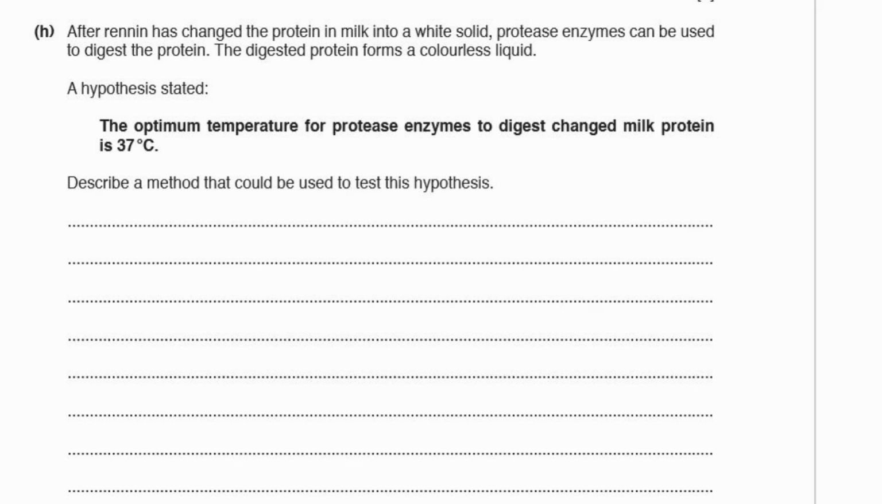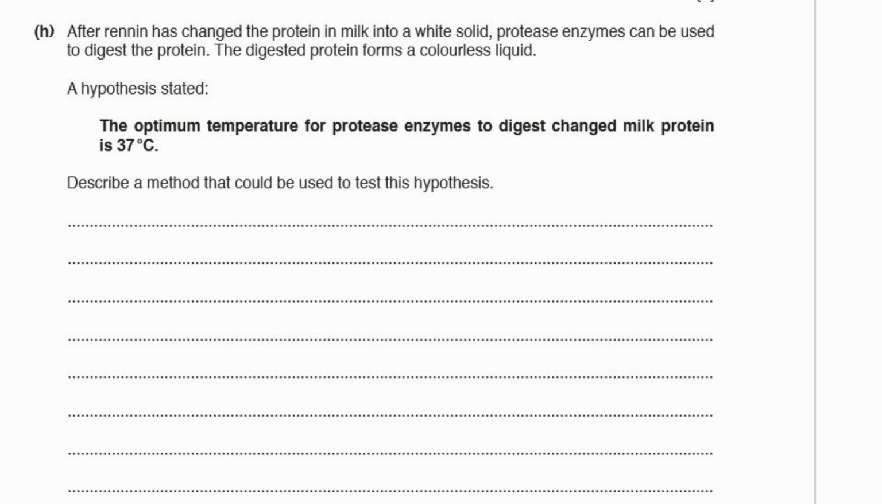Good. H. After renin has changed the protein in milk into a white solid, protease enzymes can be used to digest the protein. The digested protein forms a colorless liquid. A hypothesis stated that the optimum temperature for protease enzymes to digest changed milk protein is 37 degrees Celsius. Body temperature. That's an interesting hypothesis. State a method that can be used to test this hypothesis.